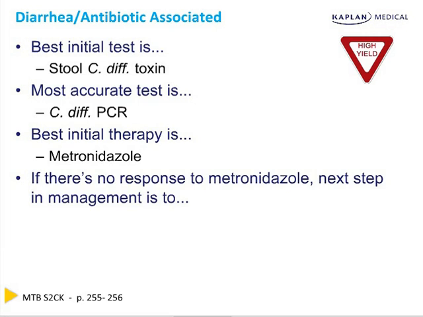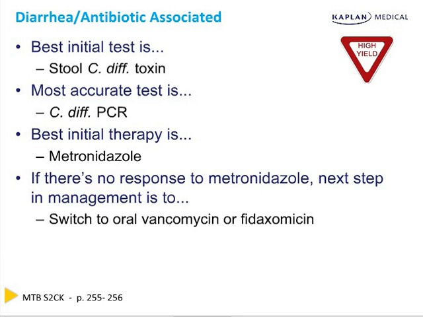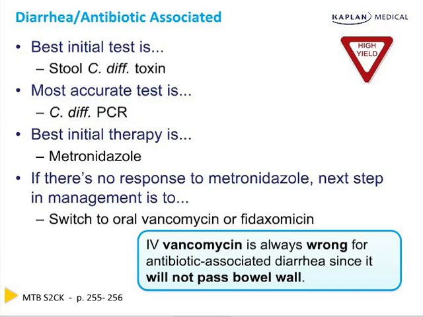The best initial therapy for antibiotic-associated diarrhea is another antibiotic, specifically metronidazole. If there's been no response to metronidazole, the next step in management is to switch to oral vancomycin or a new drug, fidaxomicin. Remember, IV vancomycin is always wrong for antibiotic-associated diarrhea since it will not pass the bowel wall.